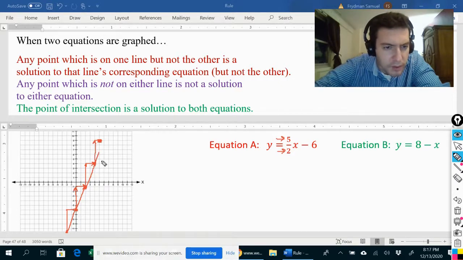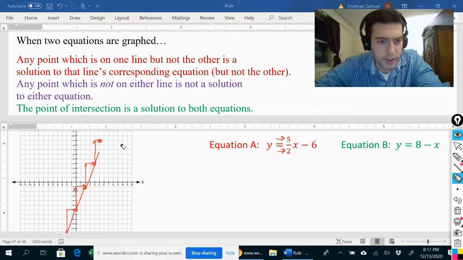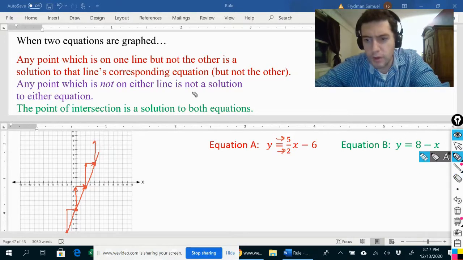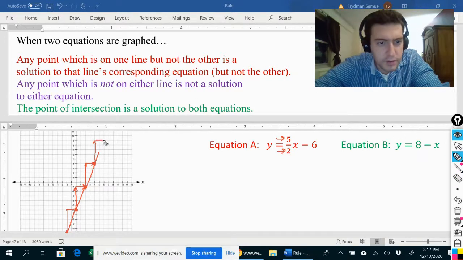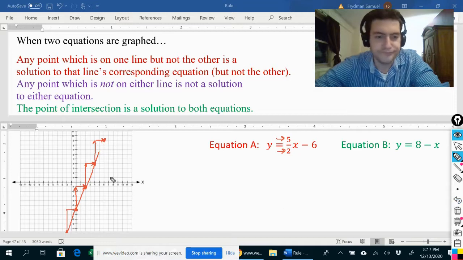What happened? Wait, what happened over there? That one looks really bad. I'm supposed to go to the right 2. 1, 2. Okay, so there's another point. All right, so there's my line.